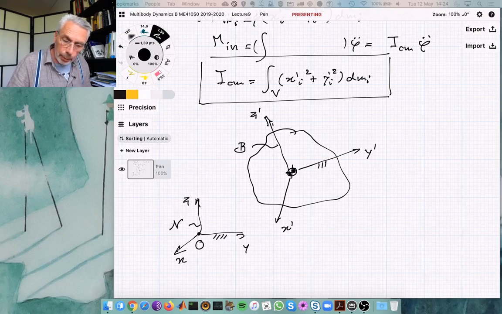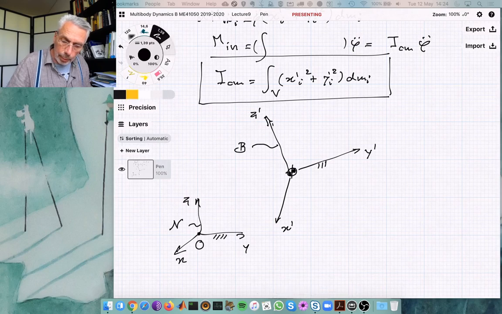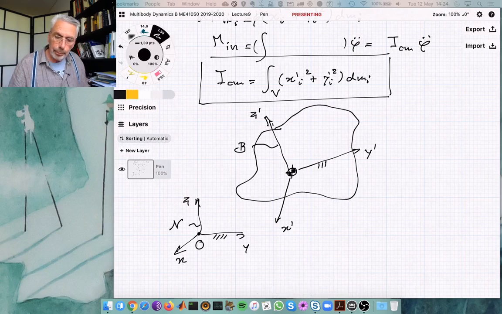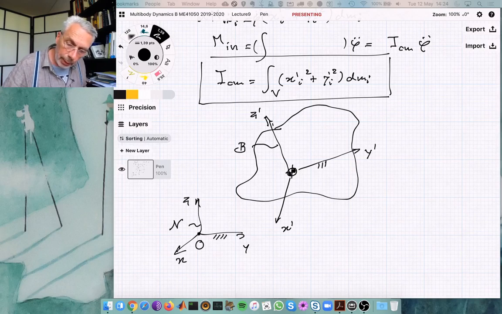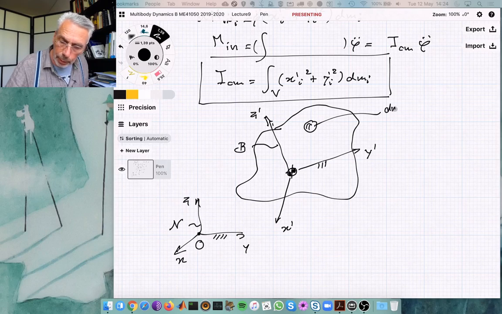Okay, now what else? Maybe I make the body a bit bigger. I need a little bit more space here. Then we have, again, in this body, of course, a piece of mass, a small part. You can draw a circle or a rectangular thing. Anyway, this is a small piece of mass, dmi, again.